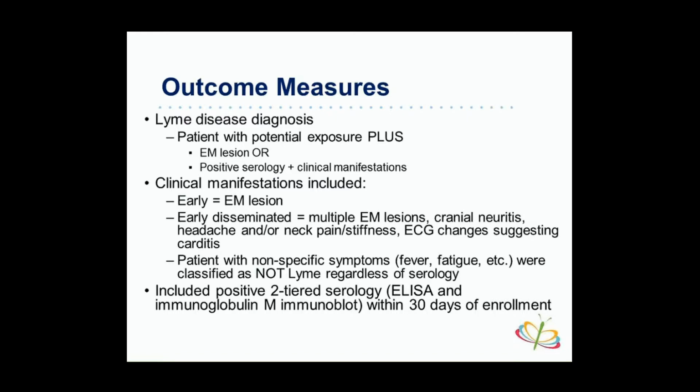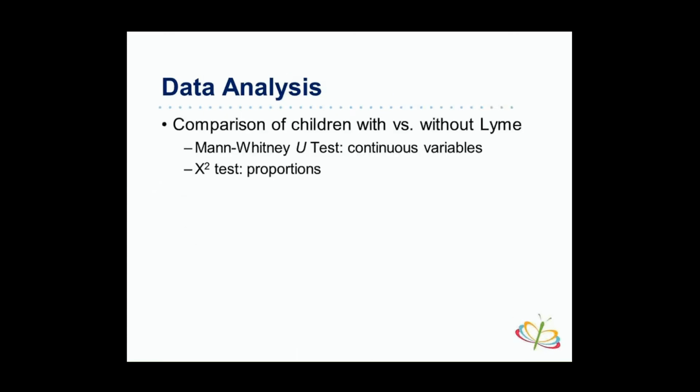So the fun stuff, the data analysis. So to perform the statistical analysis, the researchers basically went through 4 different components. So first, they made a comparison of the children with Lyme disease to those without. To do this, they used the Mann-Whitney U test to compare continuous variables. Please don't ask me how you perform that test. It's way above my level.